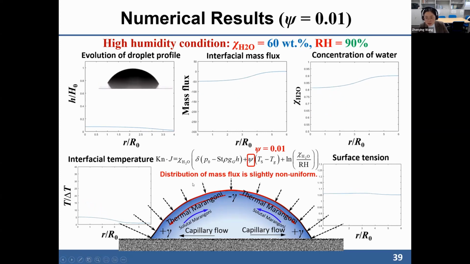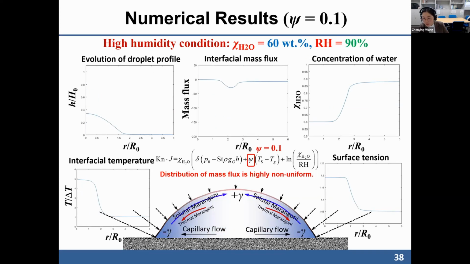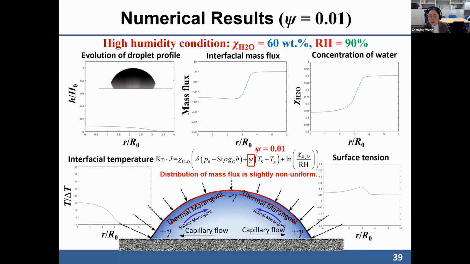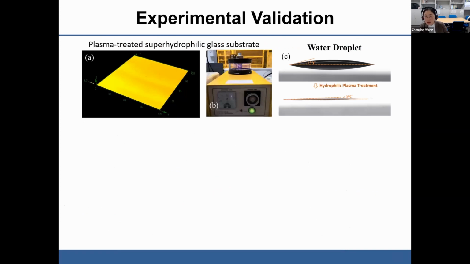So in this case, you can see that by changing this coefficient, we can see different interactions between the solutal-Marangoni effect and the thermal-Marangoni effect. And then we can see that the droplet spreading is governed by the competition between the capillary, solutal, and thermal-Marangoni effects.